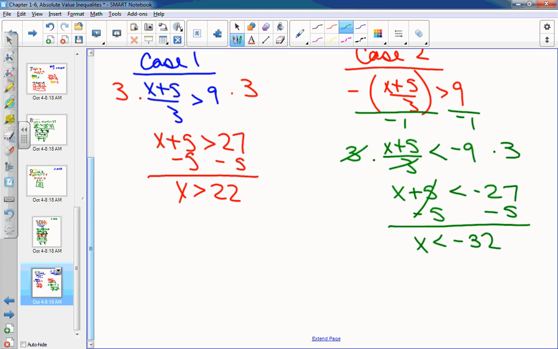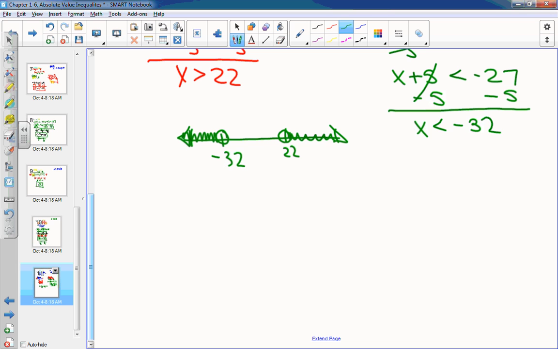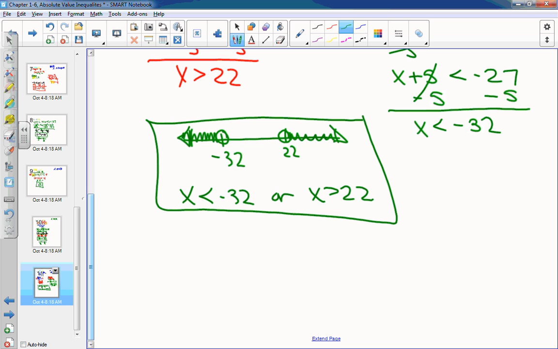So now, since this is an OR statement, what that means I need to do is I need to go ahead and put them on one number line. My smallest number is -32. It's open and I shade to the left. And at 22, it's to the right of -32 and it's open and I shade to the right. But I need to make sure that I'm reading this from left to right. So that means x is less than -32 or x is greater than 22. This is my answer.